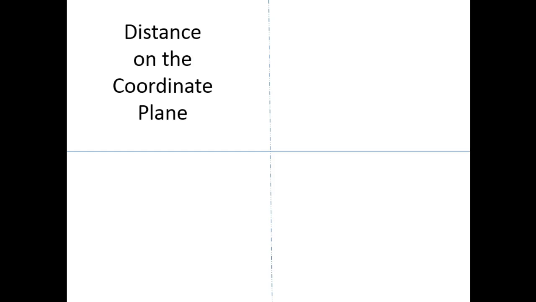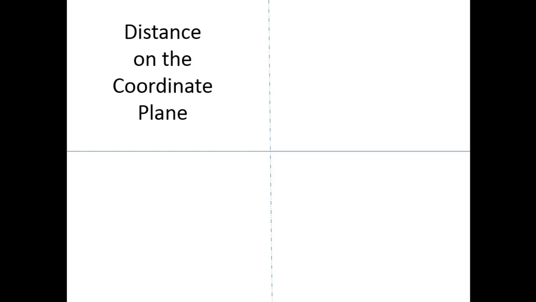Okay. The bottom box on the front is going to stay blank for right now. That's actually the last thing that we're going to write, we're going to come back here and write it. So you should have distance in the coordinate plane, which is your title. Then you can open it up, and you have 4 boxes that we're going to write in, and we're going to start in the top left box.